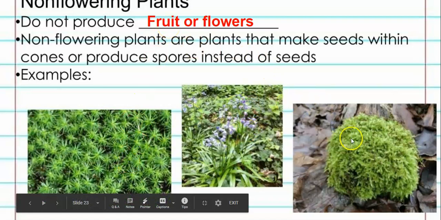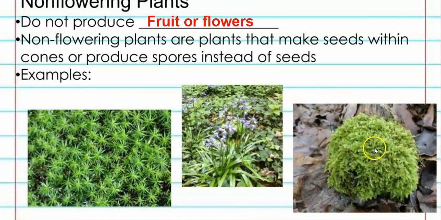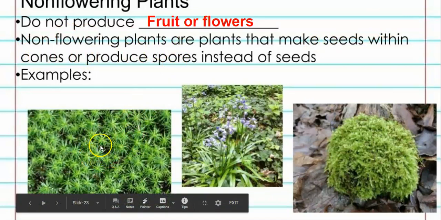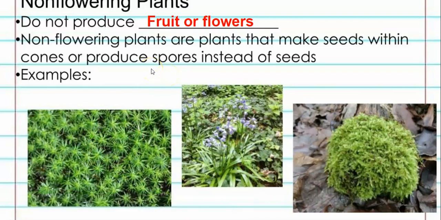So here are some non-flowering plants too. These again are the ones that don't have flowers or fruits. Non-flowering are plants that make seeds within cones or produce spores instead of seeds. Oh, sorry. They make seeds within cones or they produce spores. So, like this plant right here produces spores instead of seeds. We're going to look at some of those next week. They're kind of spiky. They're really, really cool.